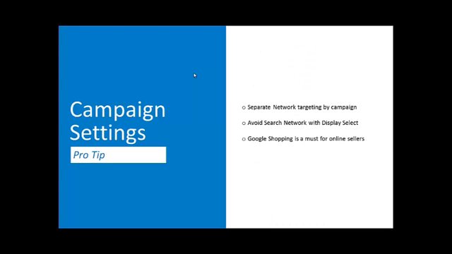So a pro tip on the campaign settings, looking at the networks. Separate your networks by campaign. So you should never have a campaign that targets both the display and the search network. Those networks interact very differently from each other and should be targeted very differently from each other. Mixing them together doesn't usually work out very well. The other thing is Google Shopping is a must. I know I already went over that, but if you're not on Google Shopping right now, if you don't have a product feed in a Merchant Center account, that needs to be something that you really get started on.